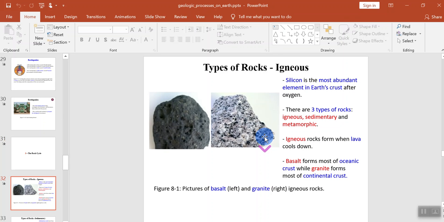Now let's talk about rocks. We said that igneous rocks come from when lava cools down. We said there are three types of rocks: igneous, sedimentary, metamorphic. Igneous is from lava. Here we're showing basalt, that's igneous in the oceanic crust, and granite, igneous in the continental crust. Sedimentary is from sedimentation, we will see next slide, and metamorphic is due to high pressure and high temperatures deep inside.